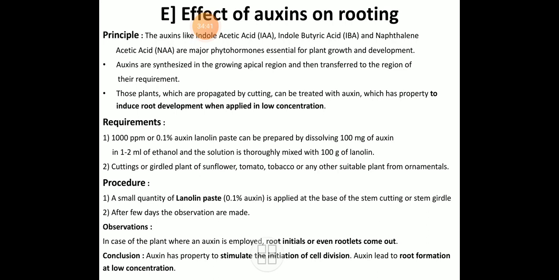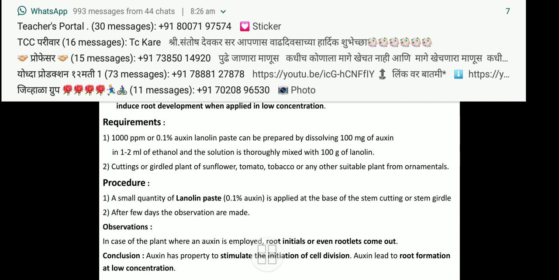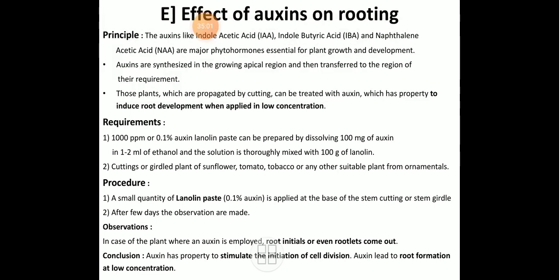Cuttings or girdled plants of sunflower, tomato, tobacco, or any other suitable plant, or from the ornamentals. Crotons are there in our garden, we know that they also multiply vegetatively.